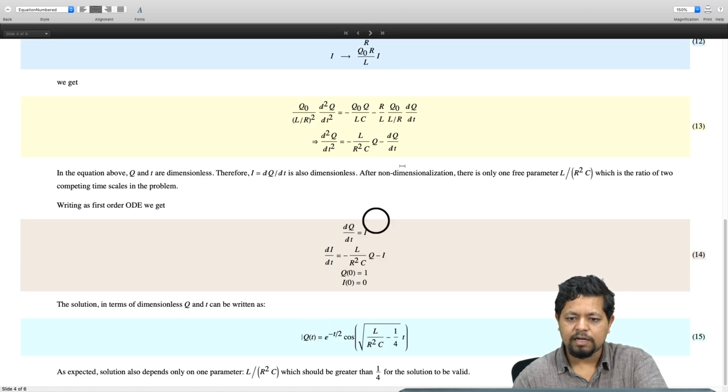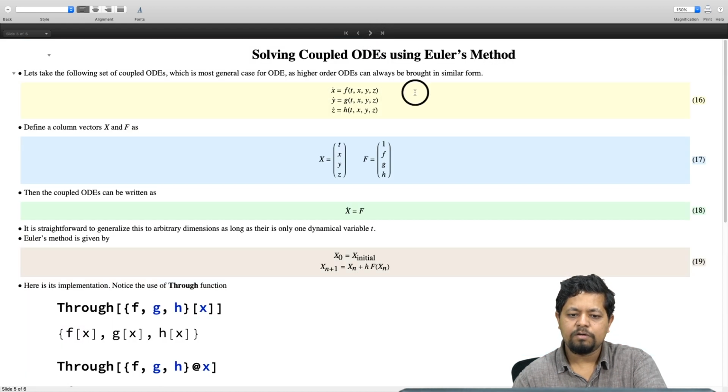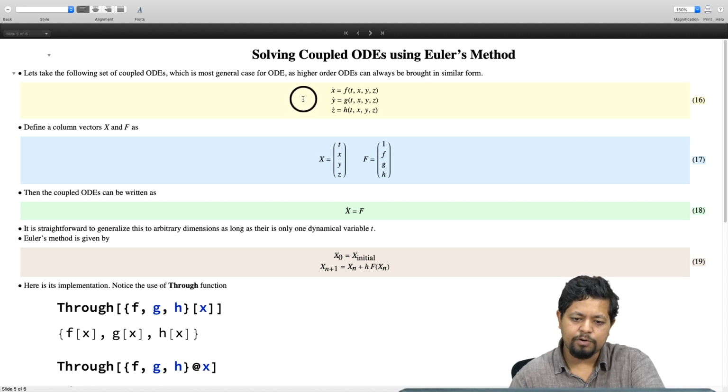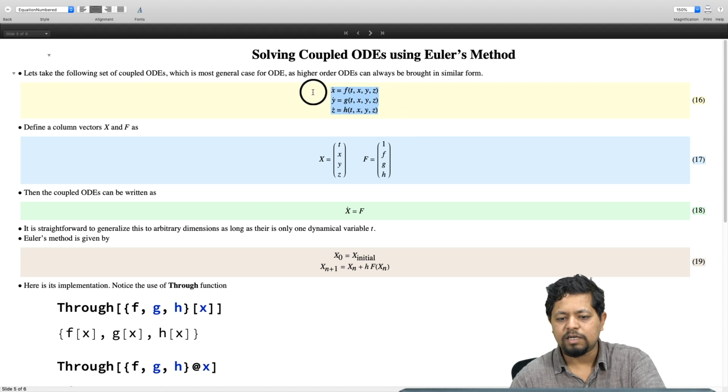All right, let's go ahead and work on how to implement this on the computer. Before we solve that problem, let's understand the general framework of putting this on a computer. In general, I have a set of coupled ODEs, and they can look like this. Let's work in 3 dimensions. x dot is some function f of t, x, y and z, y dot is some function g of t, x, y and z, and z dot is some function h of t, x, y and z.